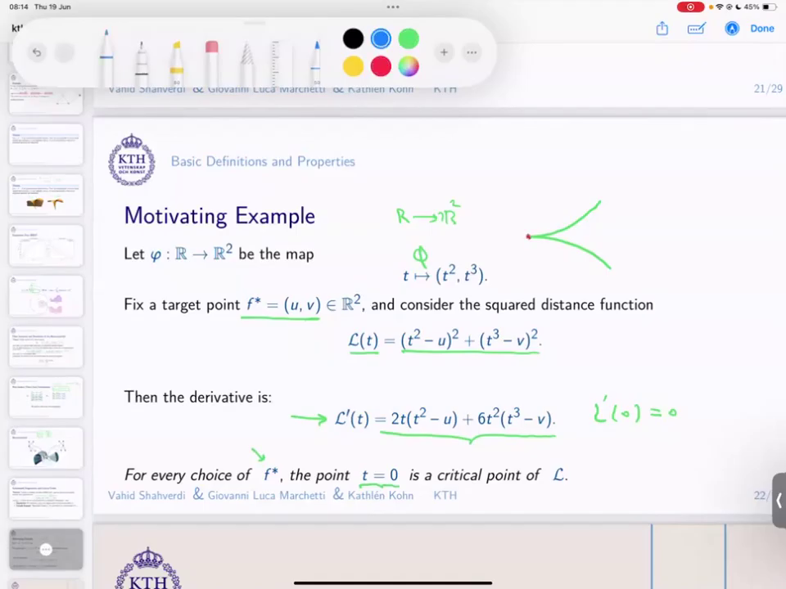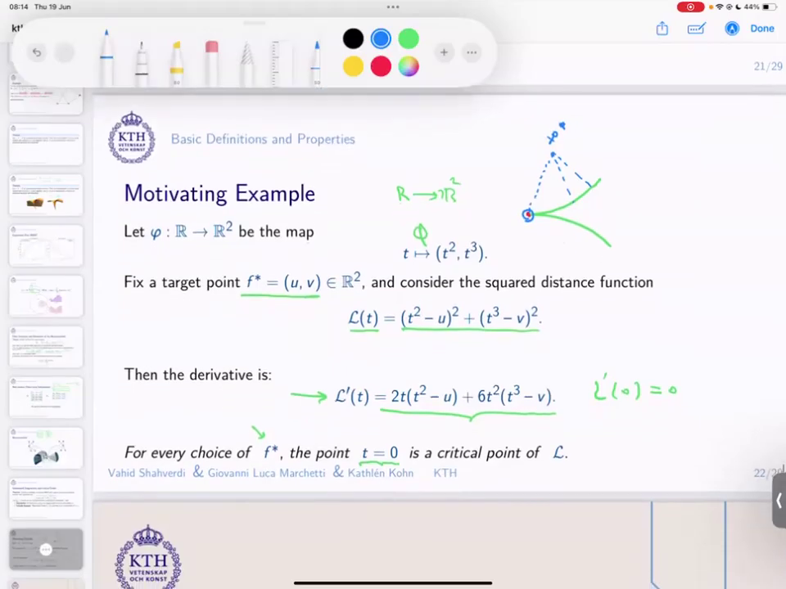And this is here like f star. When I see the distance from f star to this curve, that red point is always the critical points of the loss function. It doesn't tell you that it's going to be a local minimum necessarily, but it's going to be critical points of the loss function.